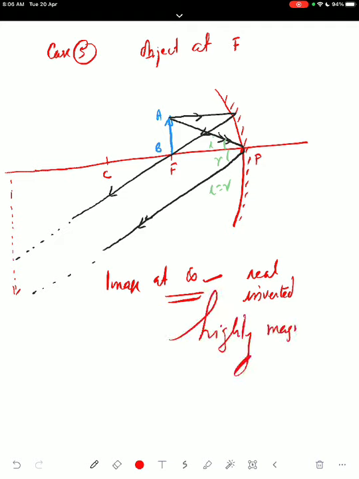A highly magnified image is formed because when you draw the line, here 6 centimeter, here 7 centimeter, 8 centimeter, 9 centimeter, as it goes to infinite distance, the image size will go on increasing. So we say that it is a highly magnified image. You have to remember when we'll get a highly magnified real inverted image in the case of a concave mirror: when the object is at focus. Very important.